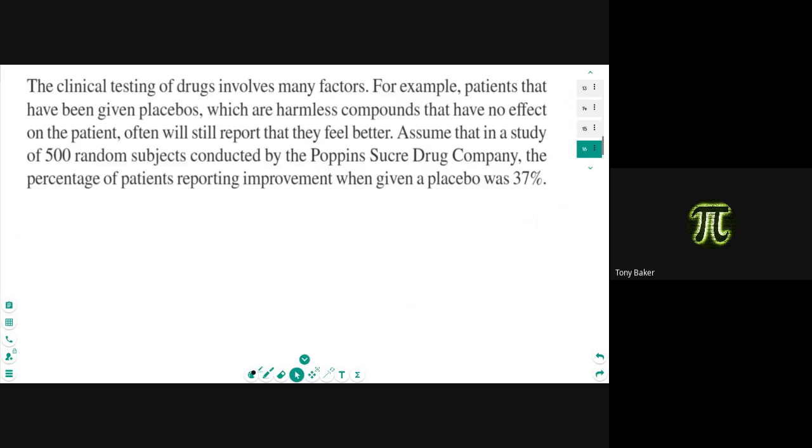All right, so this one, we've talked about before, if you're doing a clinical trial for a drug, remember we talked about the blind studies and the double blinds, where people don't know if they're taking the drug or not, but everything is the exact same. They have the placebo there. So in this one, 500 random subjects conducted by this drug company, the percentage of patients reporting improvement when given a placebo was 37%.